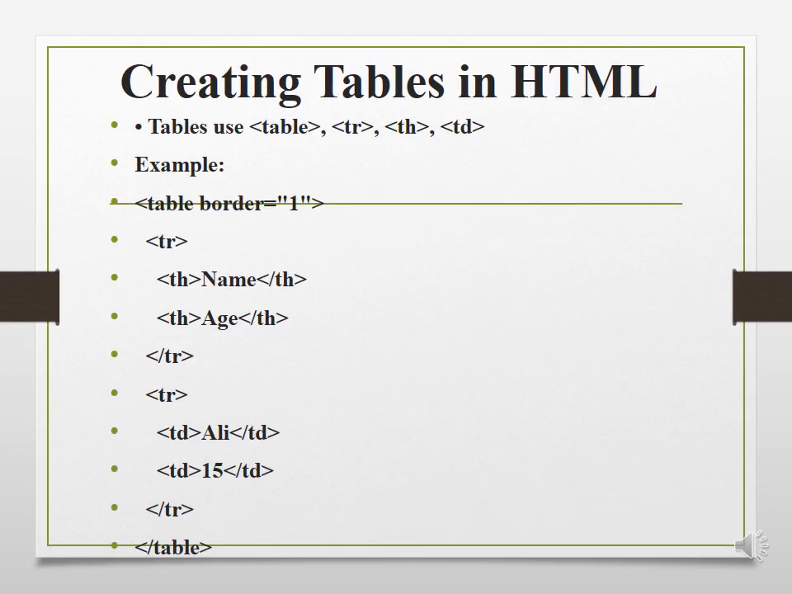Next, let's look at tables. Tables allow you to display data in rows and columns, which helps organize information clearly. In HTML, tables are created using the table tag. Each row uses the tr tag, headers use the th tag, and data cells use td tags.